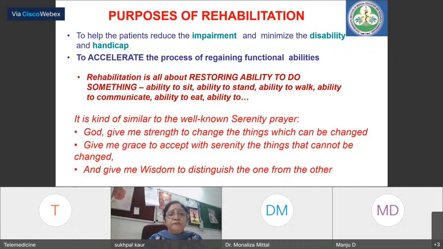It's similar to the well-known serenity prayer, wherein it is said, God, give me strength to change the things which can be changed, give me grace to accept with serenity the things that cannot be changed, and give me wisdom to distinguish the one from the other. So at that time, the person just thinks, at least some power I can have after having undergone such a severe disability in one's life.